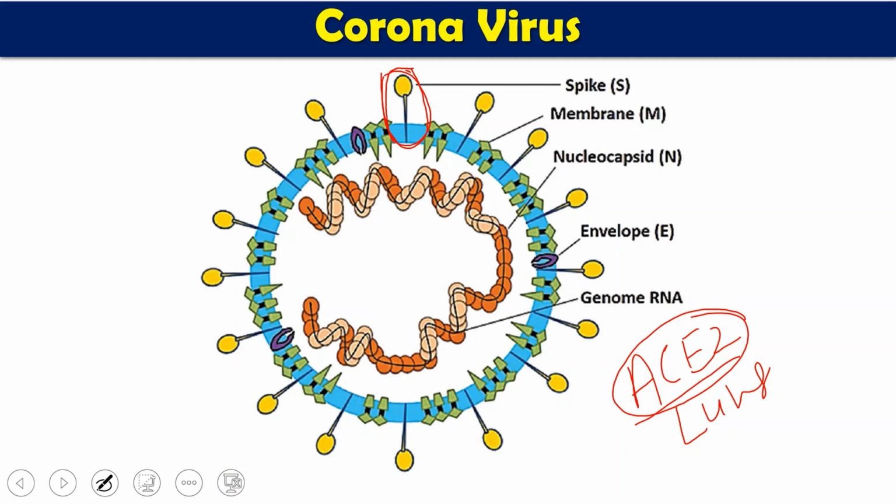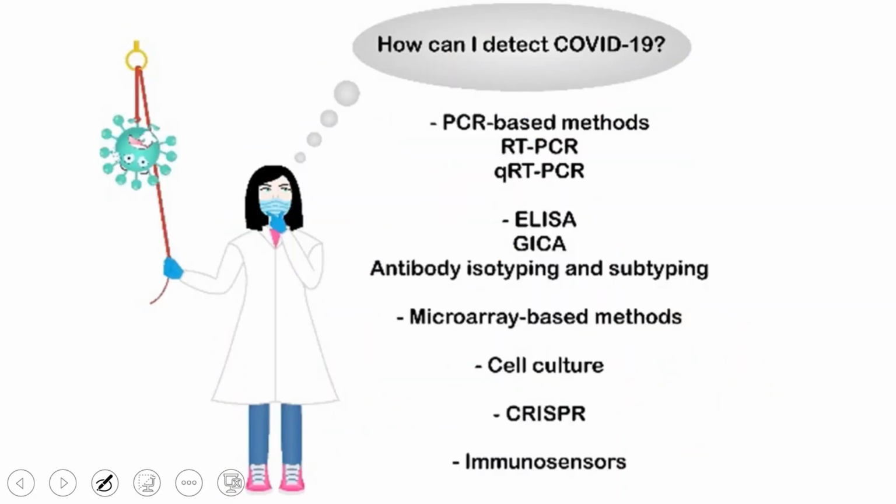So if we want to detect this virus, we have to pick certain components. Many different tests can be suggested, or done, to detect this virus in our body. Some of the tests are based on PCR, that is RT-PCR or qRT-PCR. Then we have ELISA and GICA, that is antibody serotype and subtyping structure assay. Then microarray based methods. We can have cell culture also, CRISPR-Cas based methodology, and immunosensor techniques.